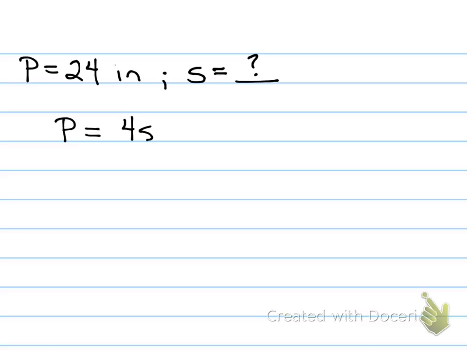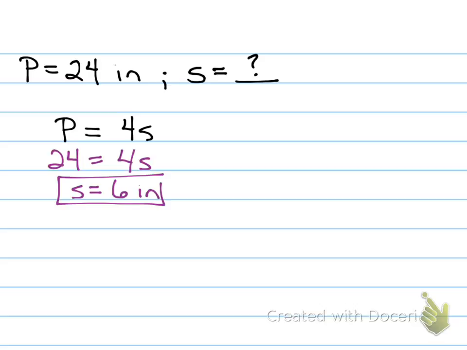Okay, so I'm going to go P equals 4S. That is my formula to find the perimeter of a square. And now I need to plug in my numbers where they go in the formula. 24 plugs in for P. And now I ask myself, 4 times what number gives me 24? 6. So S equals 6. All right, any questions?